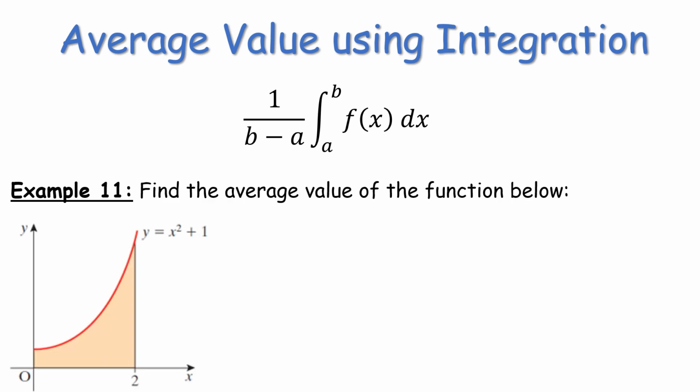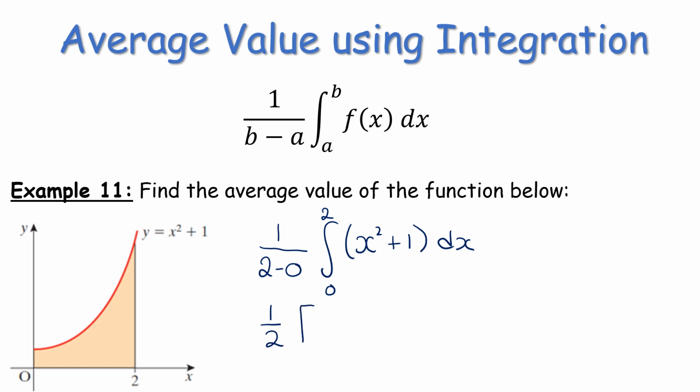So here's an example. Find the average value of the function below. So we're going to basically use our formula. We have 1 over b minus a, which is 2 minus 0. We're going to integrate between 0 and 2, and we're going to integrate the actual function, and that's with respect to x. So I get a half of, when I integrate this, I add 1 to my power, divide by my power, and I add 1 to my power, and I'm going to integrate that between 2 and 0.